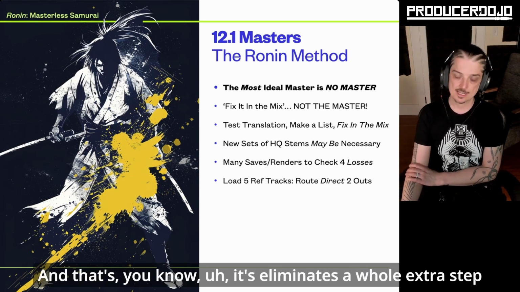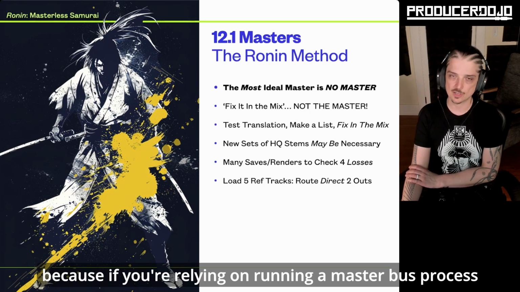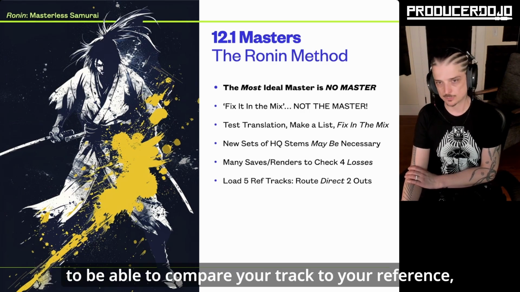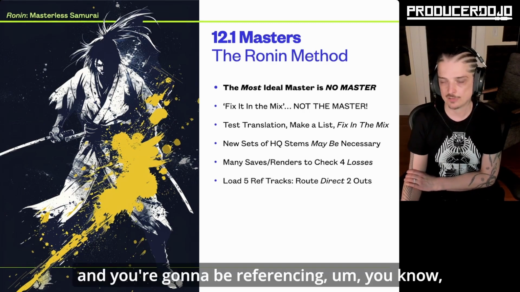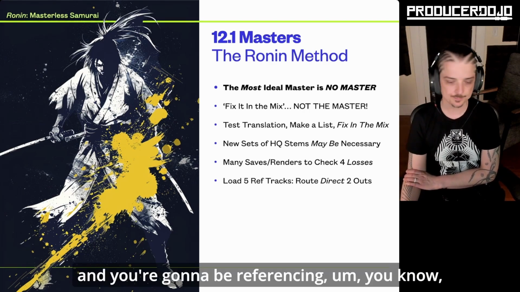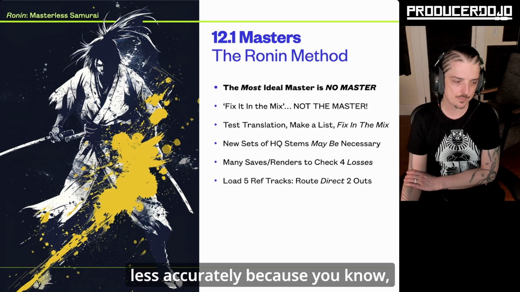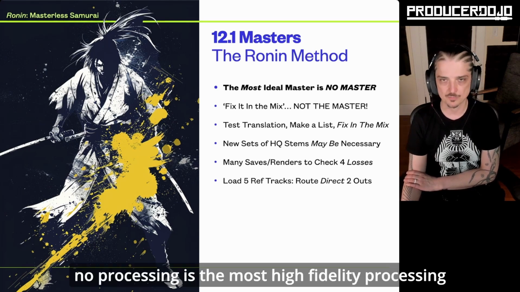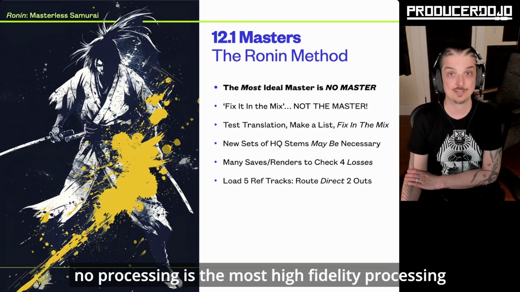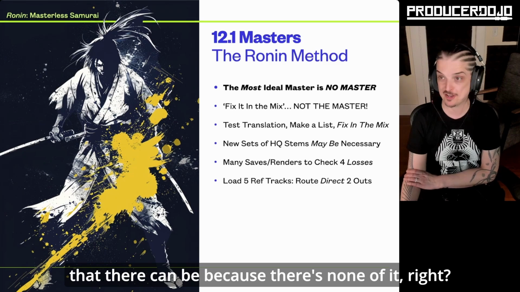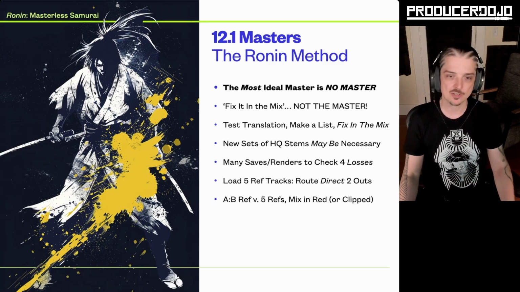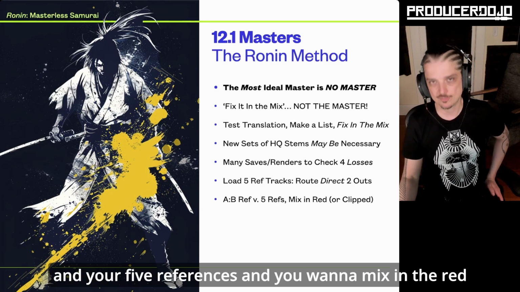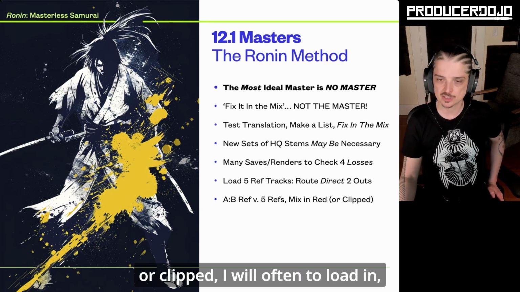And it eliminates a whole extra step, because if you're relying on running a master bus process to be able to compare your track to your reference, you're going to be referencing less often, and you're going to be referencing less accurately, because no processing is the most high fidelity processing that there can be, because there's none of it, right? Yeah, A/B between your mix and your 5 references, and you want to mix in the red or clipped.